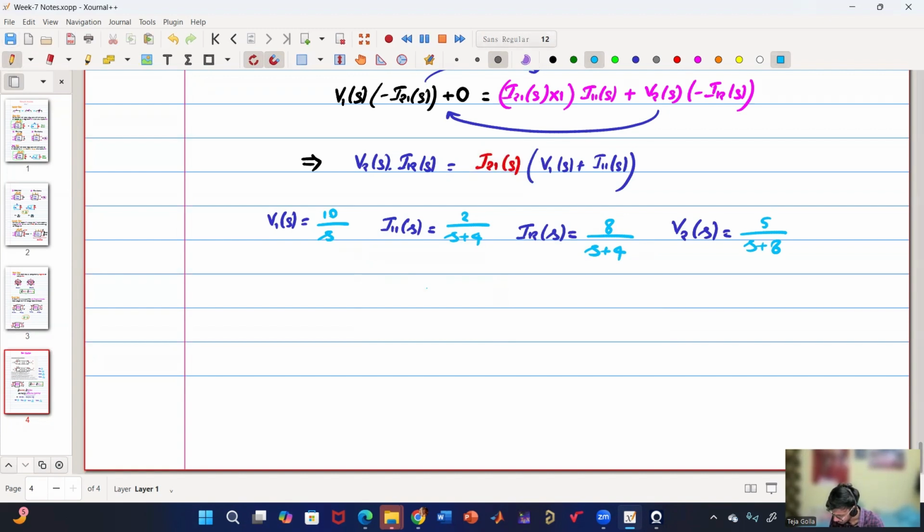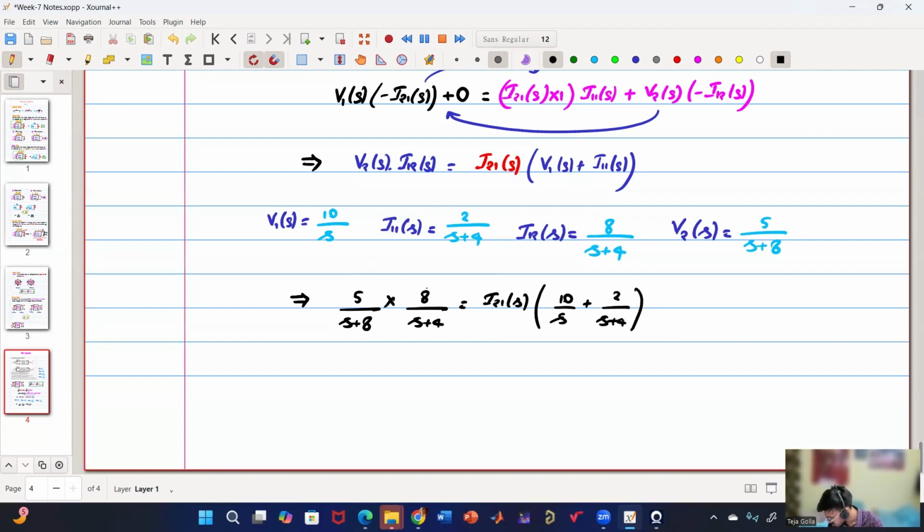So first I'll substitute V2 of S. So V2 of S is 5 by S plus 8 into I12 of S is 8 by S plus 4 is equal to I21 of S, which is my unknown, into V1 of S is 10 by S plus I1 of S is 2 by S plus 4. So now if I simplify this, I'll get I21 of S into 10S plus 2S, which is 12S plus 40 by S into S plus 4. Agree?